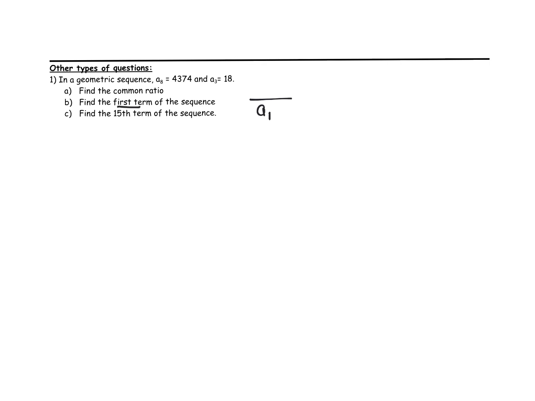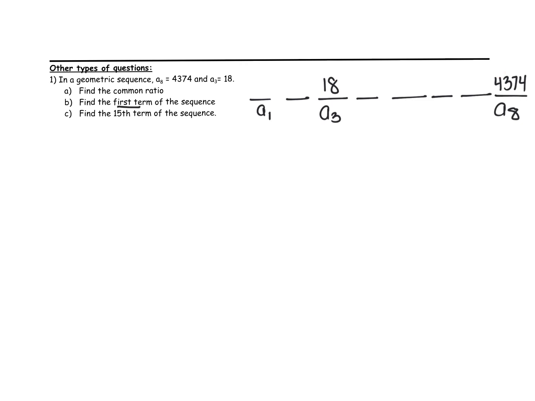So I'm going to start with a sub 1, a sub 2, a sub 3, 4, 5, 6, 7, and 8. We'll call this a sub 8. So I'm going to label 4374 as my a sub 8, and my a sub 3 is 18. So we want to find the common ratio. Well, the first thing we need to do is figure out how many times we need to multiply the common ratio from 18 to get to the 4374.